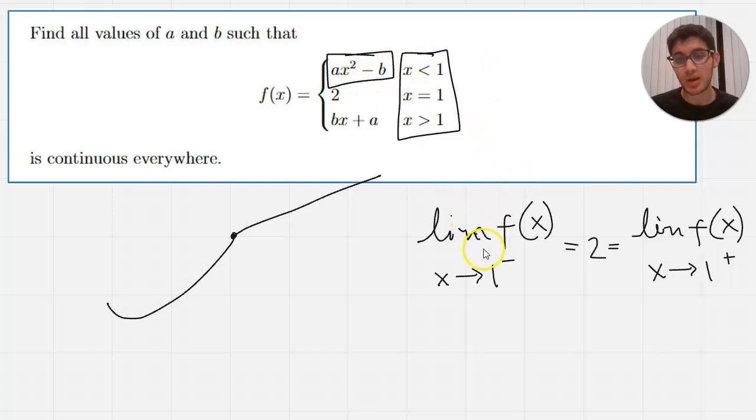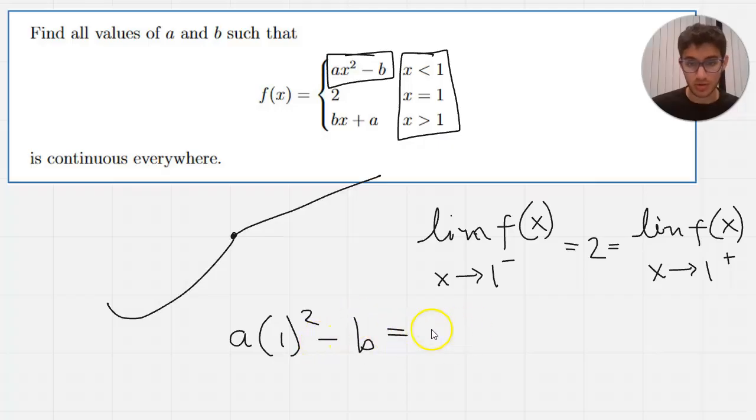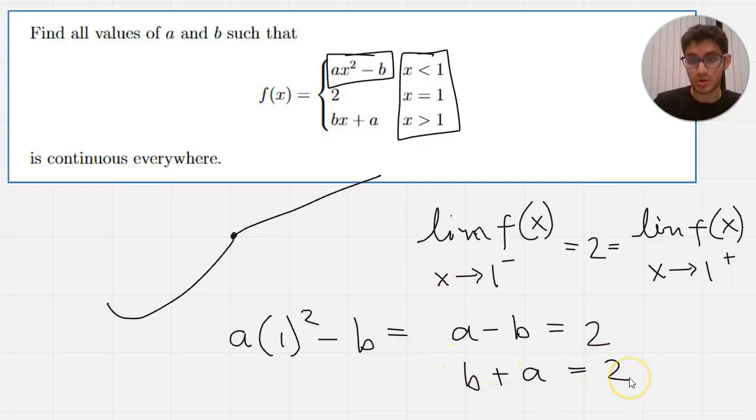What is the limit going to be as you approach f of x from the negative side? Well, you're just going to plug 1 into this, right? And what is that going to give you? It's going to give you a times 1 squared minus b. Hopefully this isn't too difficult for you. This should just be a minus b, right? And this is going to equal what? Like we said over here, this has to equal 2. Same thing over here. What is it going to be over here? Well, it's going to be b times 1 plus a. So that's just b plus a. And this is also going to, of course, have to equal 2.